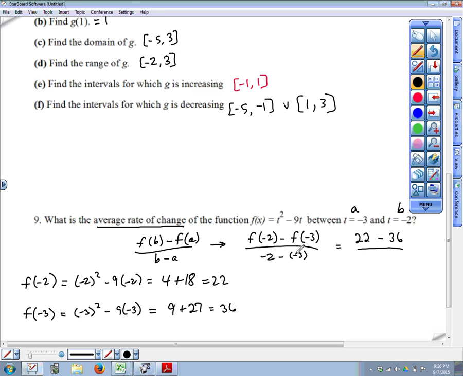-2 minus -3 is 1. 22 subtract 36 is -14. So the average rate of change between -3 and -2 is -14.